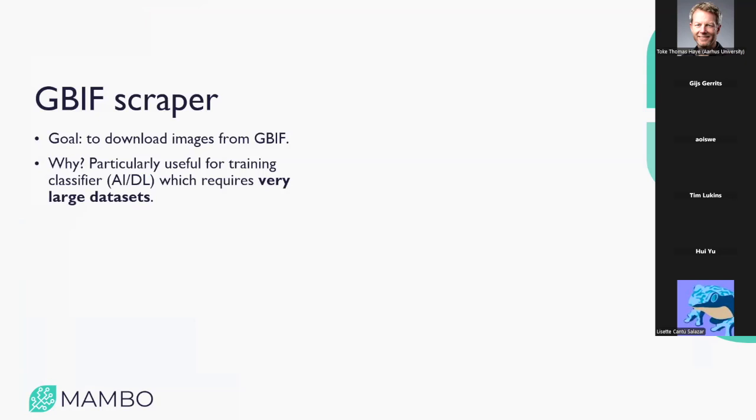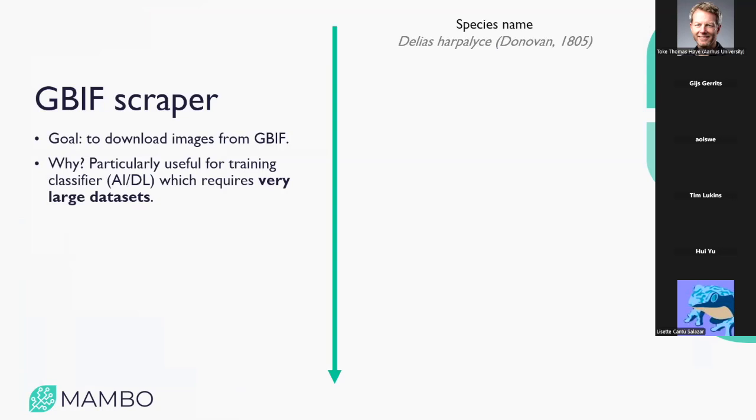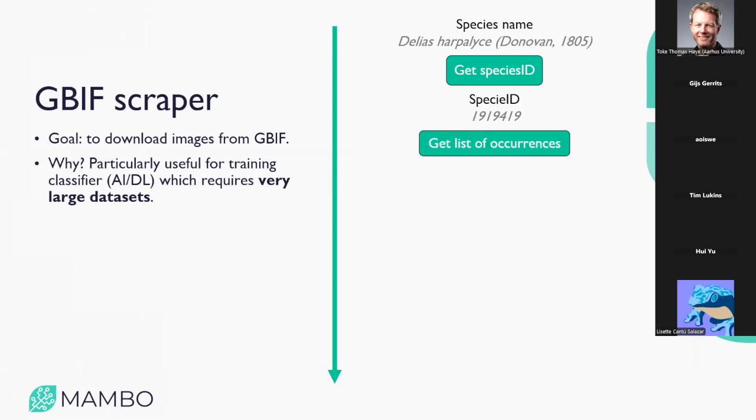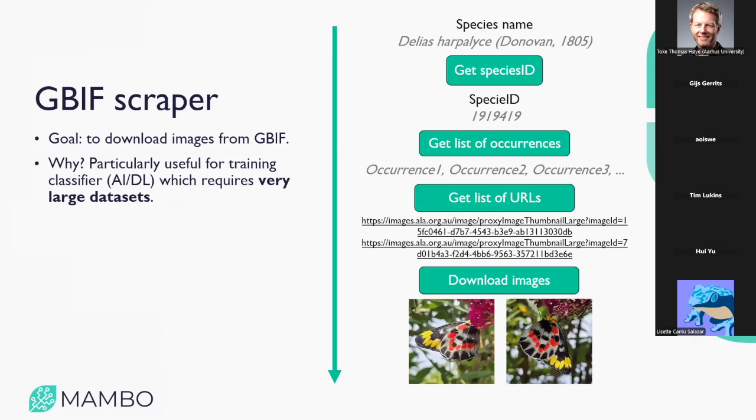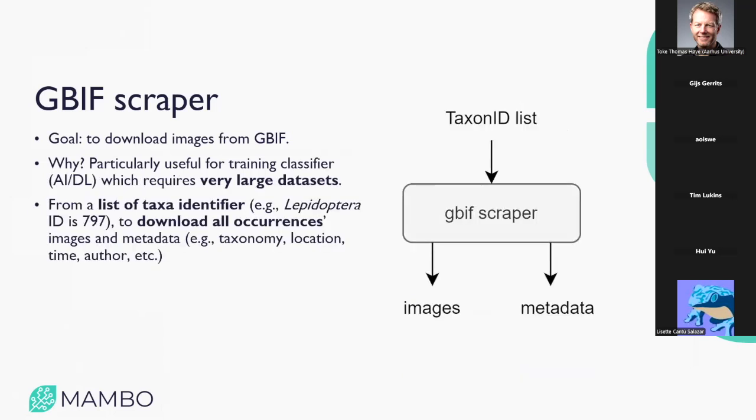With this in mind, let's try to design our GBIF scraper. It starts with a species name that we have, and then we want a species ID, because GBIF doesn't know names, but only IDs. It's a computer program. From that, we want to dialogue with GBIF to get a list of occurrences, like the snapshot I've shown you. From this, we can extract URLs, and then we get our images. Pretty straightforward.